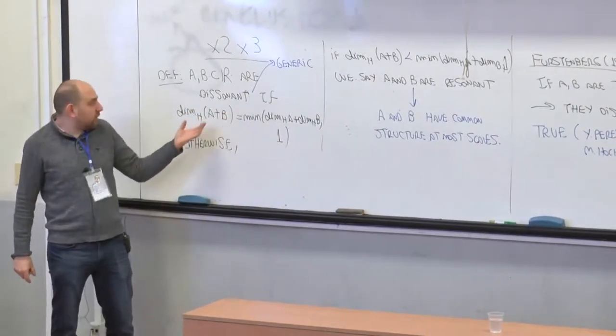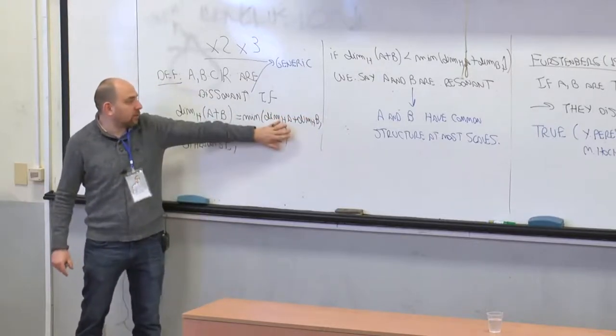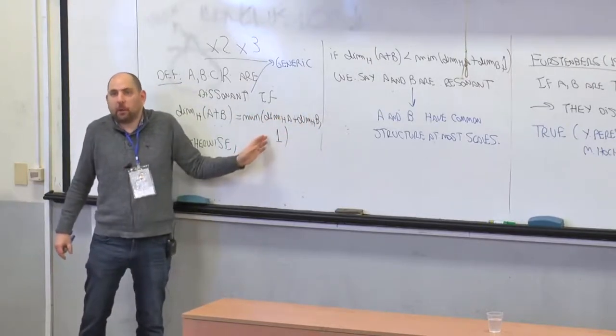So the dimension of the subset cannot be more than 1. So if the sum of the dimensions is more than 1, you cannot expect to have the sum of the dimensions, because it's bounded by 1.